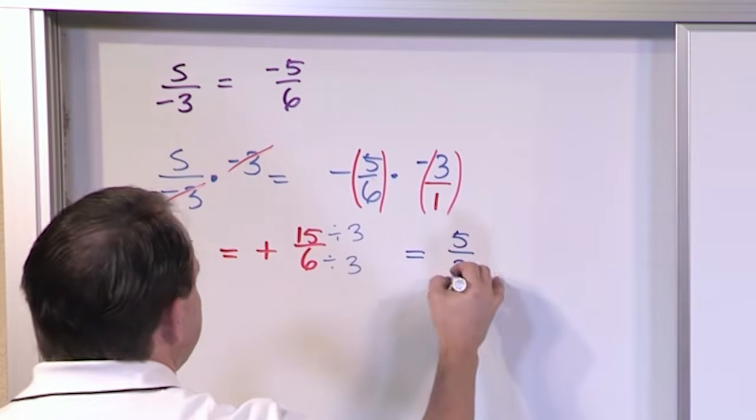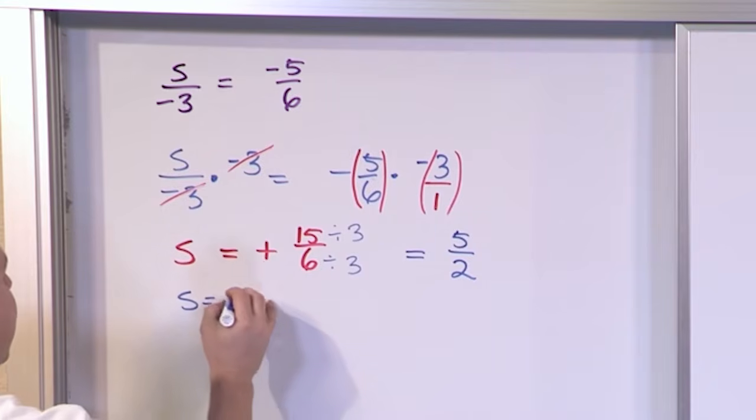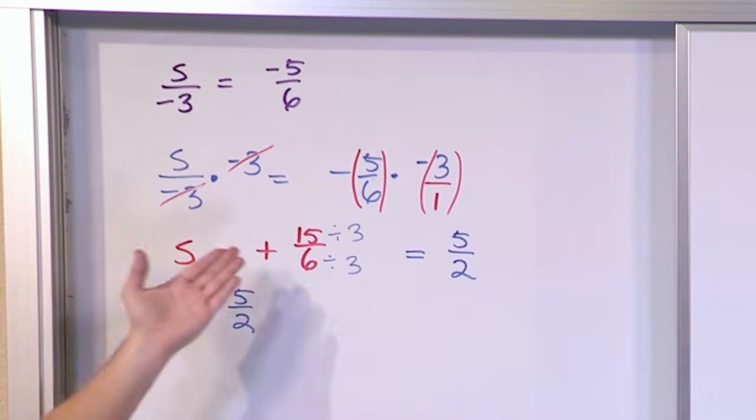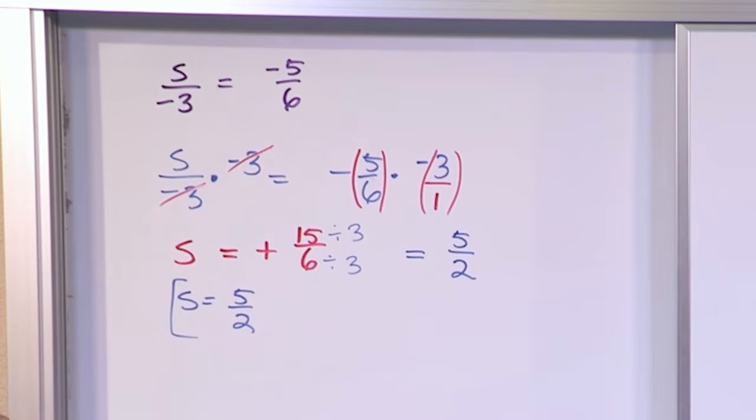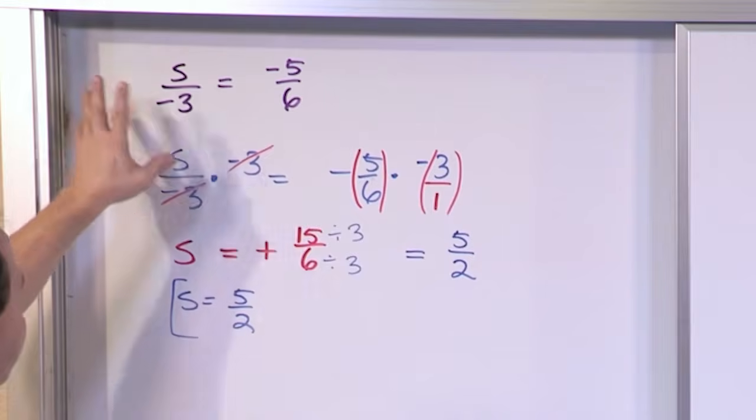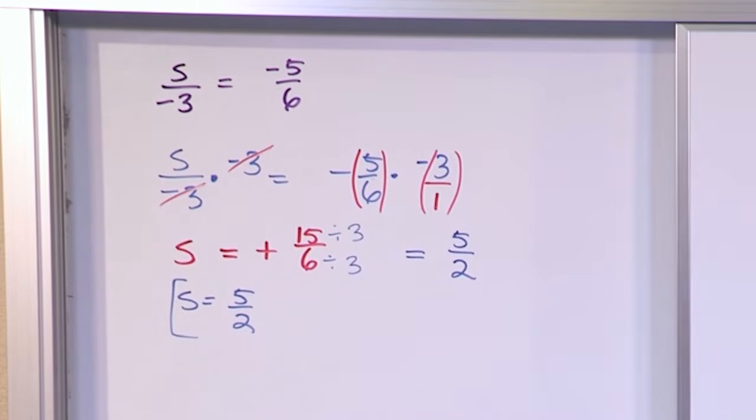6 divided by 3 is 2. So the answer is 5/2. And that's the simplified answer. I mean, truthfully, the answer is 15/6 as well. But to simplify it is what you always want to try to do, so you get 5/2. Now, if you stick this in here, once you manipulate it all, you're going to find out that the left-hand side is equal to the right-hand side.